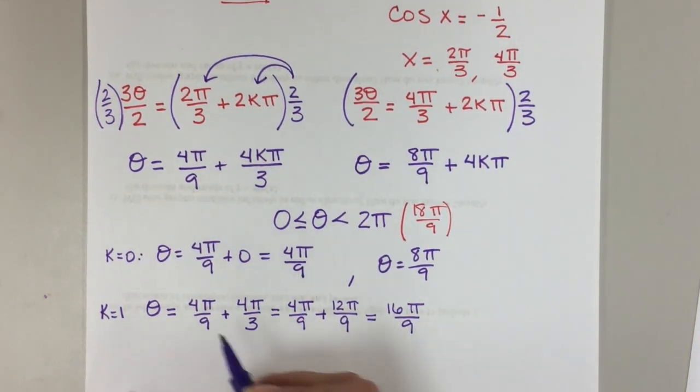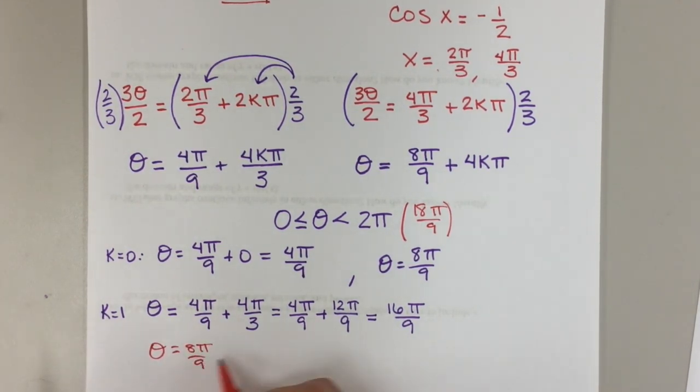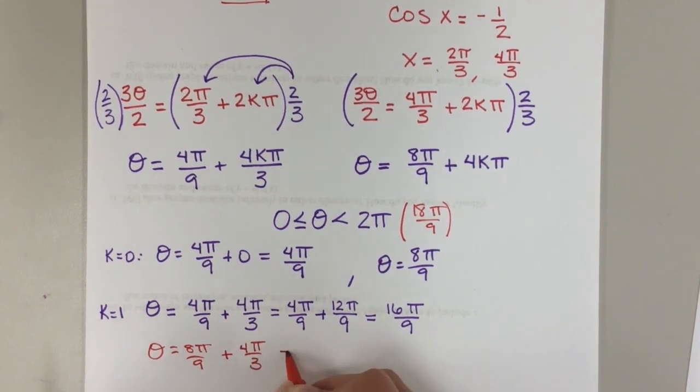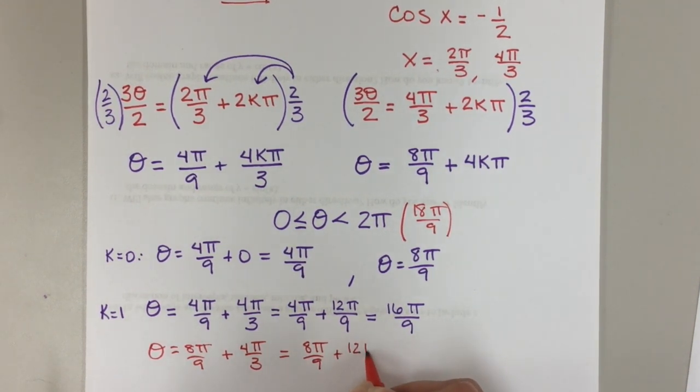If we were to do the next one, we would have theta equals 8 pi over 9 plus 4 pi over 3, or 8 pi over 9 plus 12 pi over 9, and 8 and 12 is 20 pi over 9, which is too big.